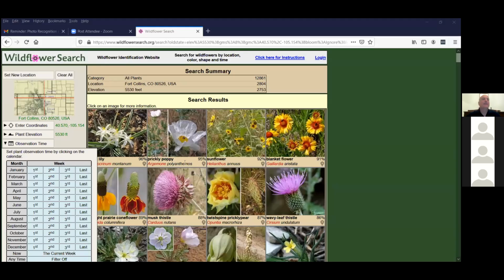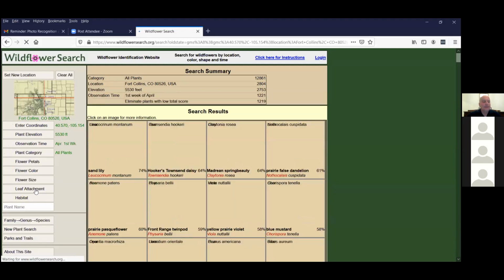Yes. Okay, so this is the wildflower search, which is also an app. It's a free app, and it's a database-driven app. You can pick your location on a map. Here I've picked Fort Collins. We can say that it's the first week in April.